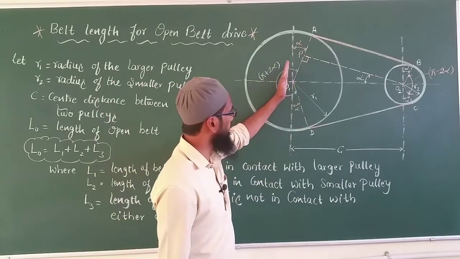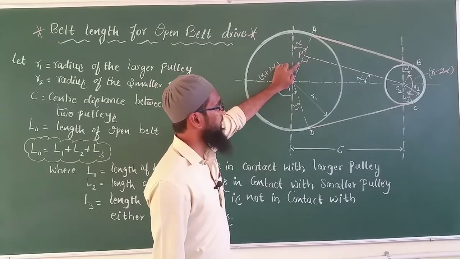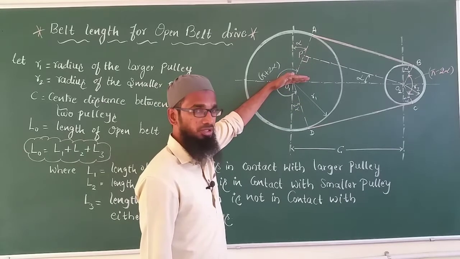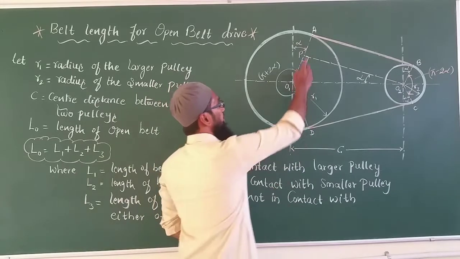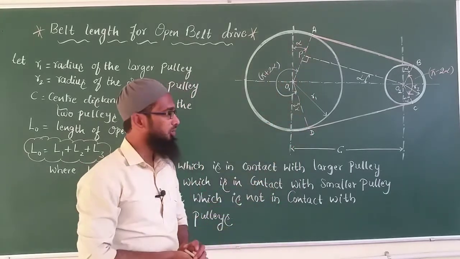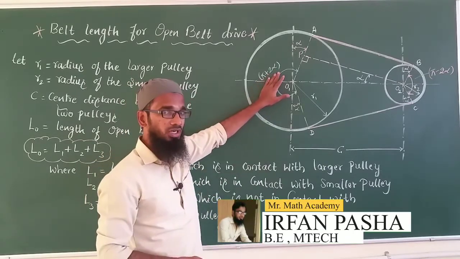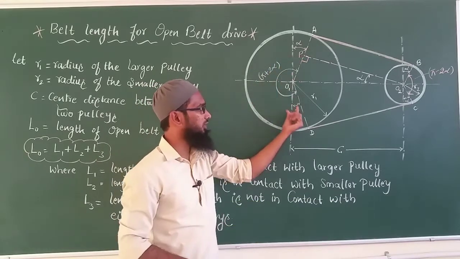Now here, this is 180 degrees, but if I take this angle as alpha, from here to here, since there is symmetry, this angle will also become alpha. Now from A to D, the belt is in contact with the larger pulley, and it makes an angle of pi plus 2 alpha. Pi means 180 degrees, and we take this alpha as well as this alpha.